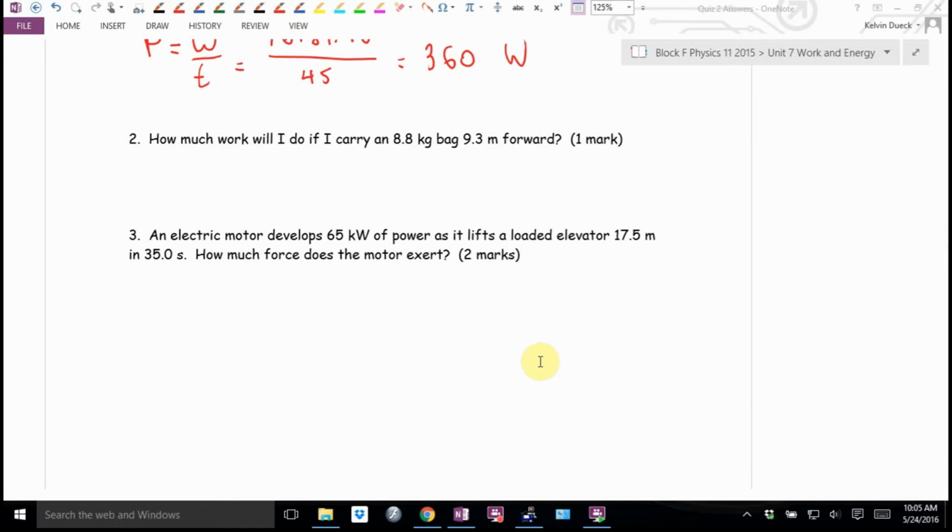Pause. Continue. How much work will I do if I carry an 8.8 kilogram bag 9.3 meters forward? 0 joules, because the force is carrying gravity, but the distance is forward. Okay.